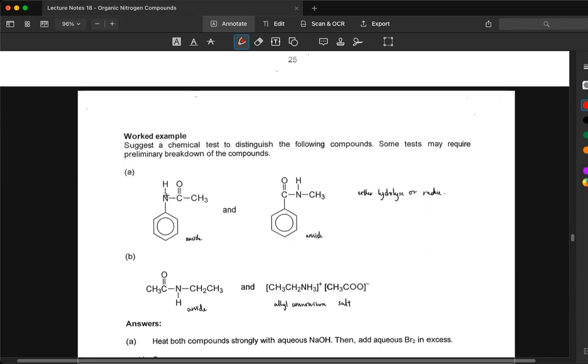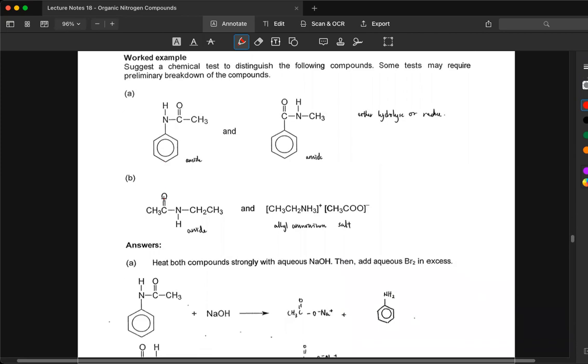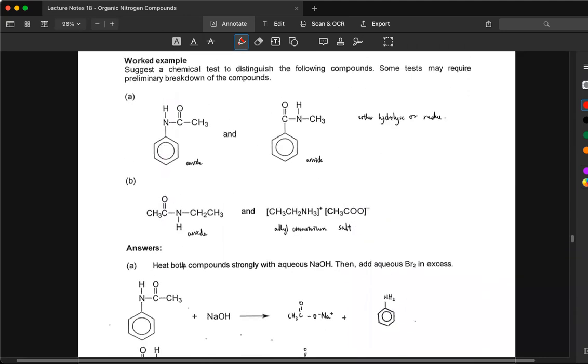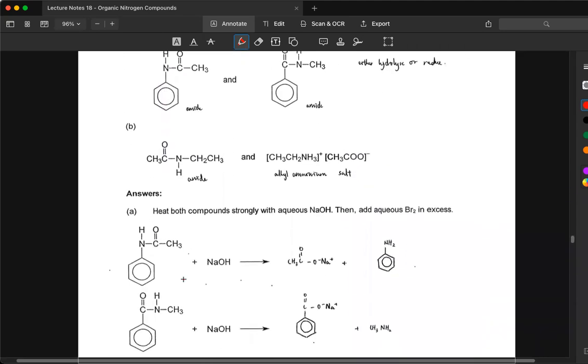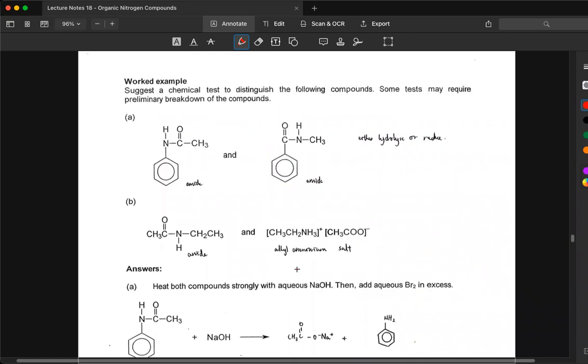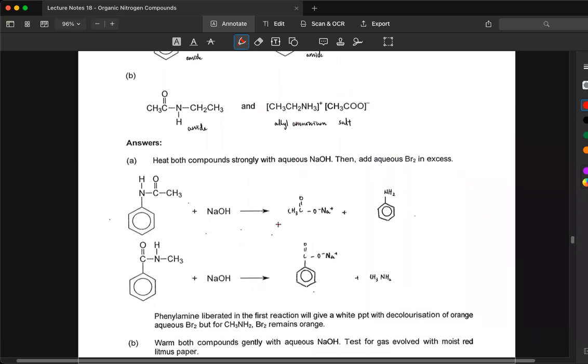For part A, the difference is the group bonded to the benzene ring. If you heat both compounds strongly with aqueous sodium hydroxide, hydrolysis will occur. The NH2 forms COOH and Na+. Then the other one will form this. That's why they say you need to have an additional reaction to separate out first. So, 2 steps.